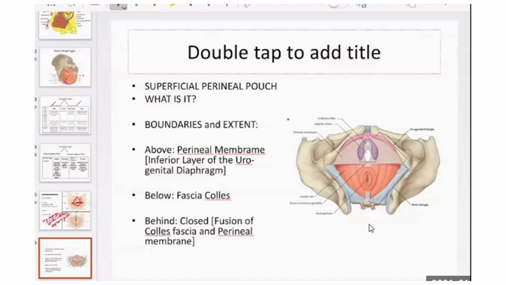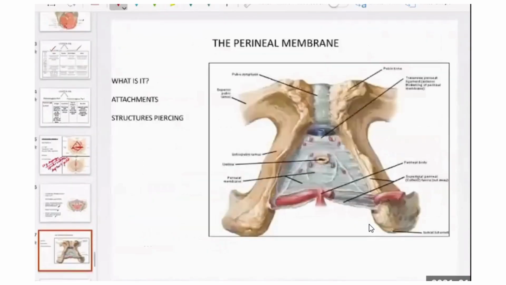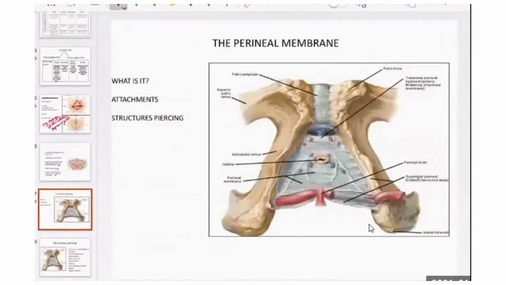Above it is bounded by the perineal membrane, that is nothing but the urogenital diaphragm, and behind by the fusion of these two membranes. That area we call the superficial perineal pouch. Now this is the perineal membrane, which is attached to the inner surface of the ischiopubic rami and to the ischial tuberosity. This body is the perineal body. Remember, how many muscles? 10 muscles are attached to the perineal body.